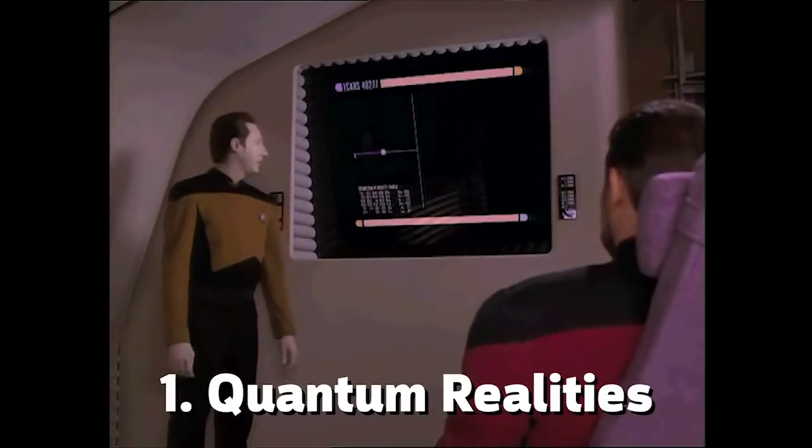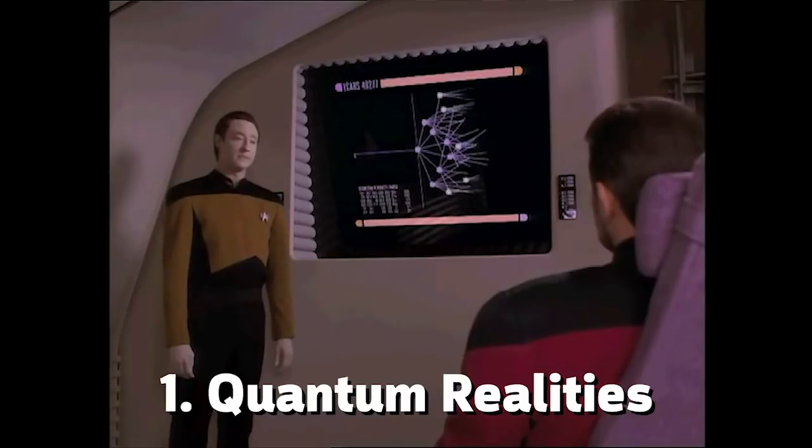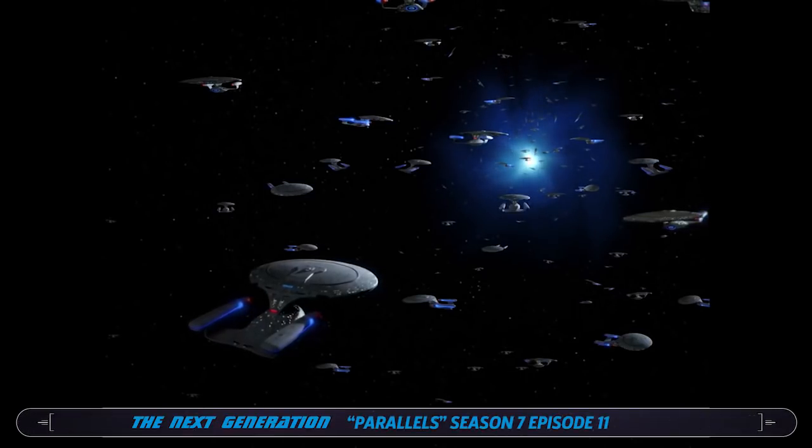First, there's quantum realities. These are an infinite number of alternate quantum realities, one for every possible outcome for an event that occurs. The best example for this is TNG episode Parallels.